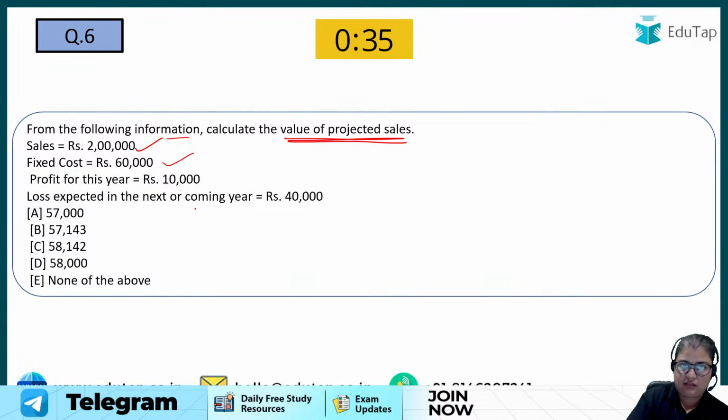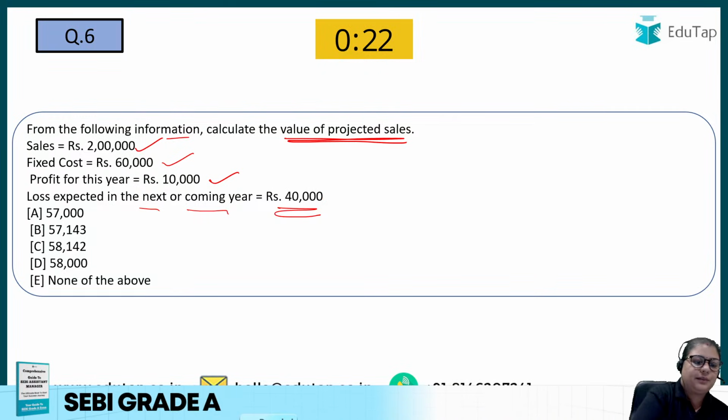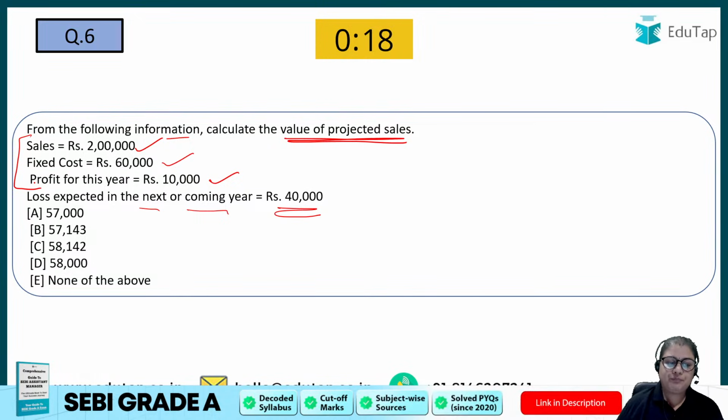Profit for this year, that means this year's sales, fixed cost and profit is given to you, 10,000, and the loss that I'm expecting in the coming year is 40,000. So of course I have to calculate the projected sales for the next year, right? So firstly, let me see this information that I have. I have sales, fixed cost and profit.